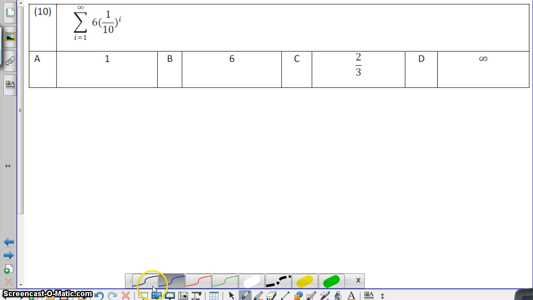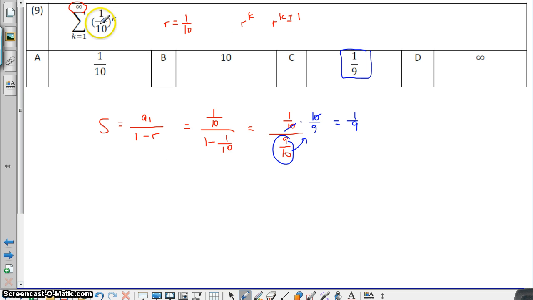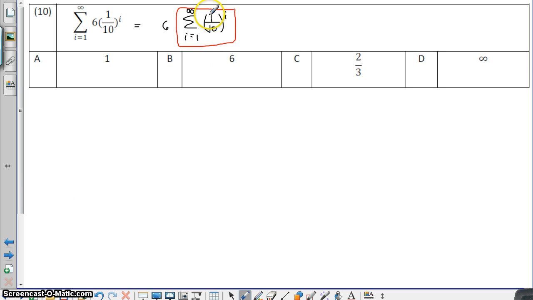Last problem, also very much geometric series. The way I'm going to do this, though, is I'm going to factor out the 6 so that I have this. i equals 1 to infinity. Now what you might notice is that that's the exact same problem, at least this part, is the exact same problem as before. 1/10 to the k, 1 to infinity. 1/10 to the i, 1 to infinity.